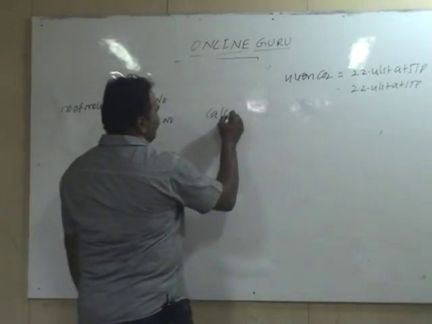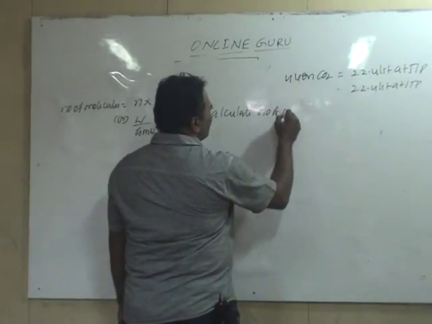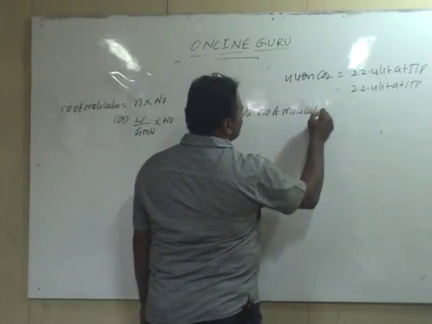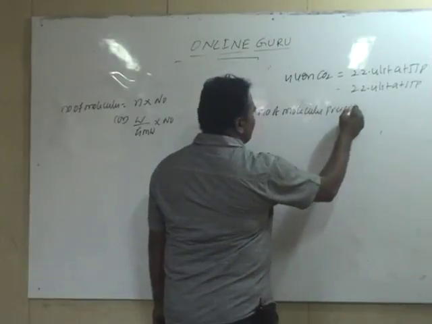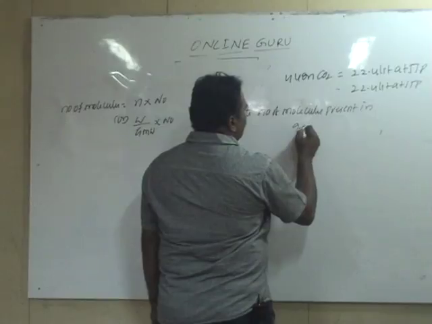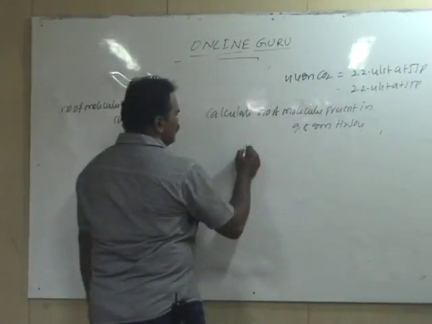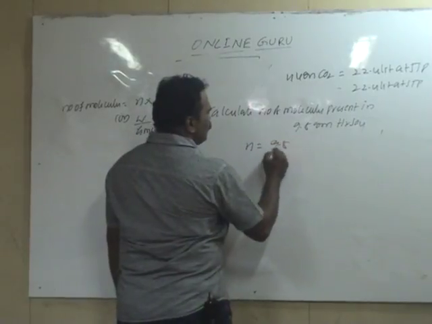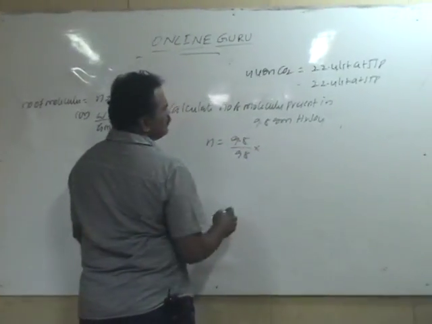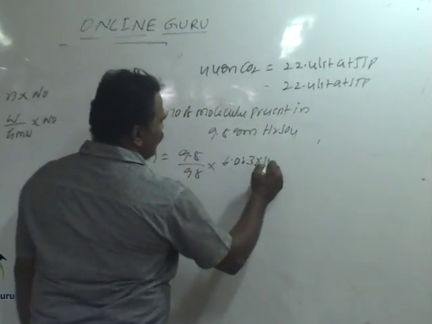So calculate the number of molecules present in 9.8 grams of sulfuric acid. Number of moles equals 9.8 by 98, into 6.023 into 10 power 23.